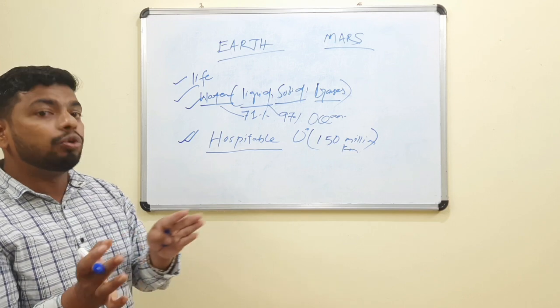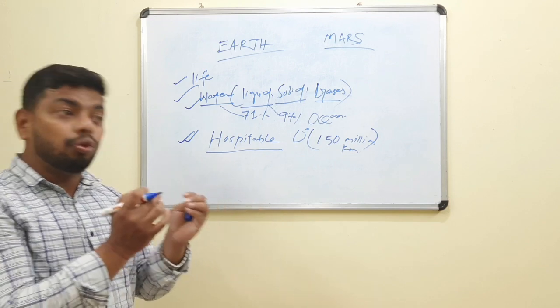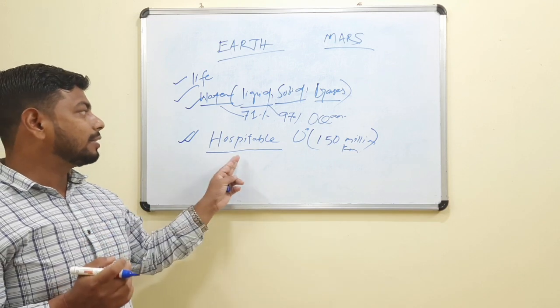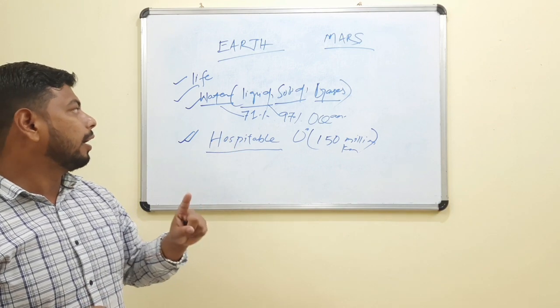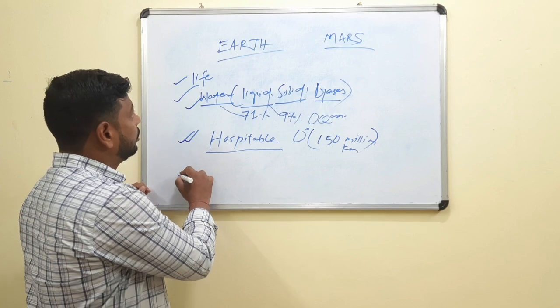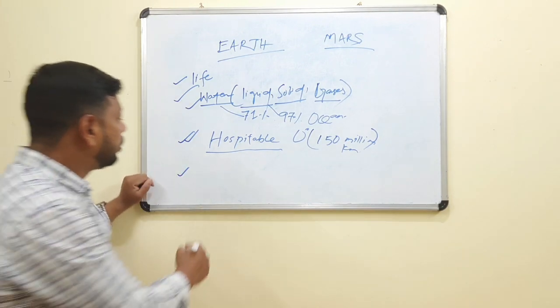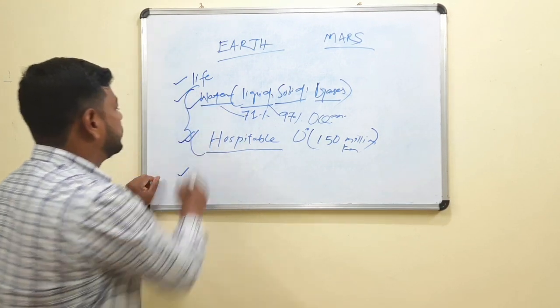So it is neither too close to the sun nor too far from the sun. That is the reason the temperature is comfortable on our planet, right? Next. So Earth is the unique planet where life is possible.